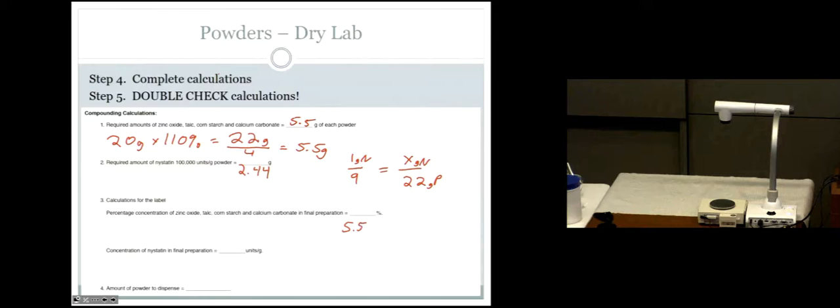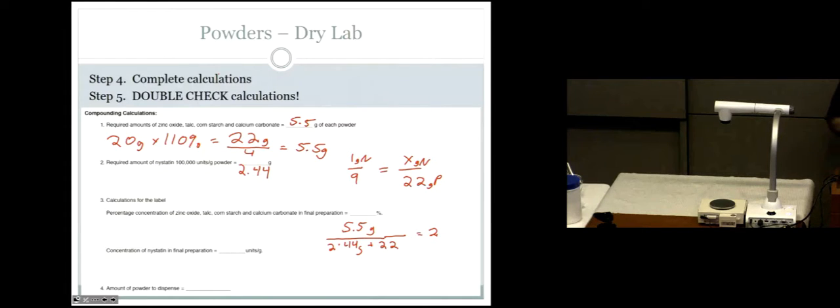5.5 grams. And just simply divide that by the total weight. But what will the total weight be? It'll be the 2.44 grams from the nystatin plus the 22. Okay. So remember to divide it by the total weight of the product. So we're going to have 5.5 of each individual ingredient divided by the combined of the nystatin and the powder, the 2.44 plus the 22. And what did you get?